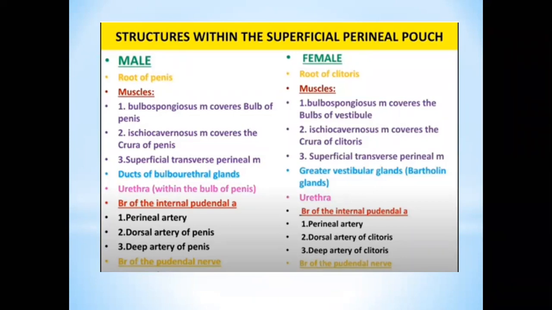Excellent. And some glands are present there. In males, the bulbourethral gland and its ducts, and in females, the similar type of glands, the Bartholin glands. The muscle present here is the superficial transverse perineal muscle. And the luminal structure present is the urethra in both.